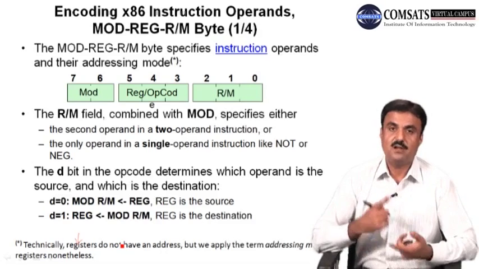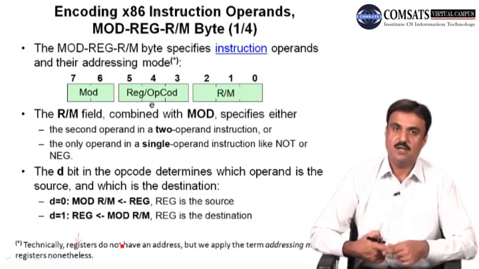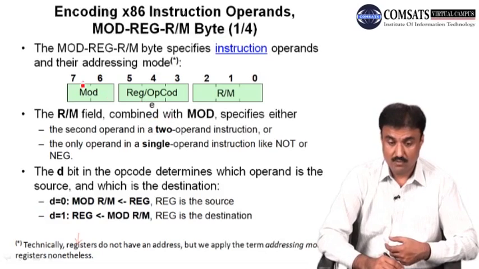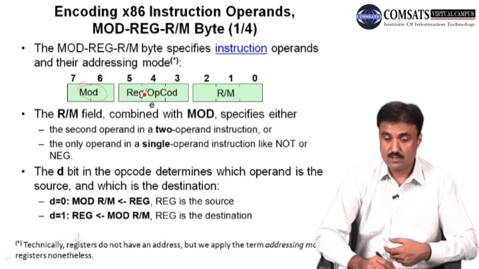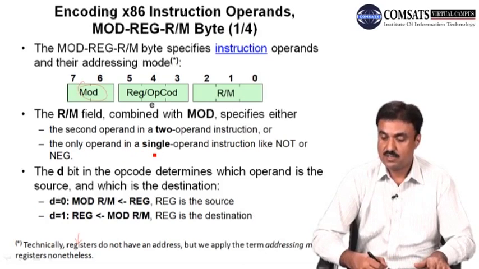But here you will see that all the registers have a special number, and that number is used as an address. So this mode is two bits. Register or opcode is 3 bits, and the R/M bit pattern is 3 bits and so on. So the R/M field combined with mode specifies either the second operand in a 2 operand instruction, or the only operand in a single operand instruction like NOT or NEG and so on.